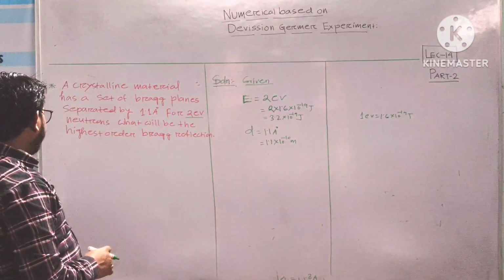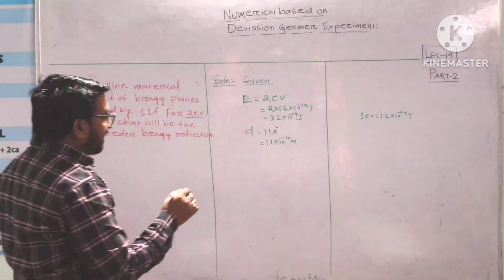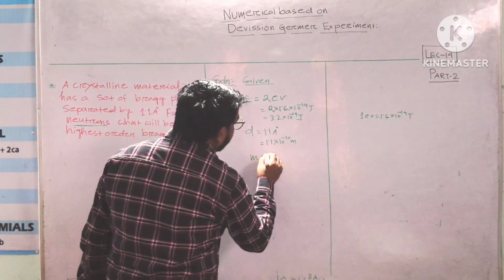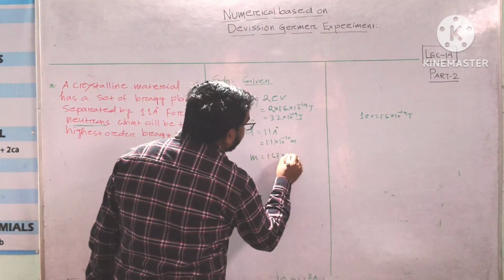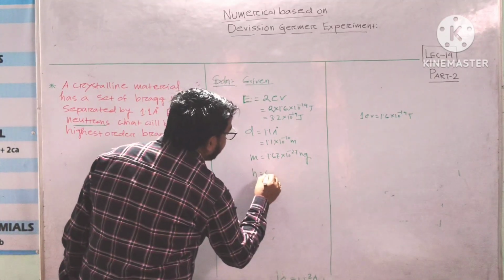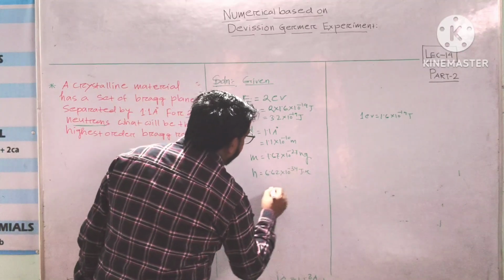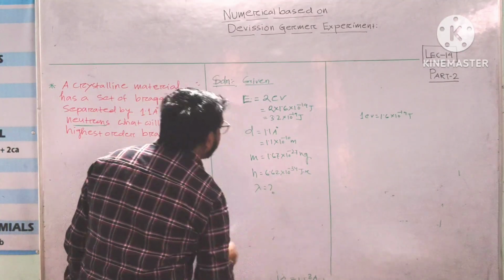And particle is neutron. This is clear that particle is neutron. So mass of particle is m equals 1.67 into 10 to the power minus 27 kg. And also Planck constant h equals 6.62 into 10 to the power minus 34 joule second. And lambda, first of all, lambda equals what?